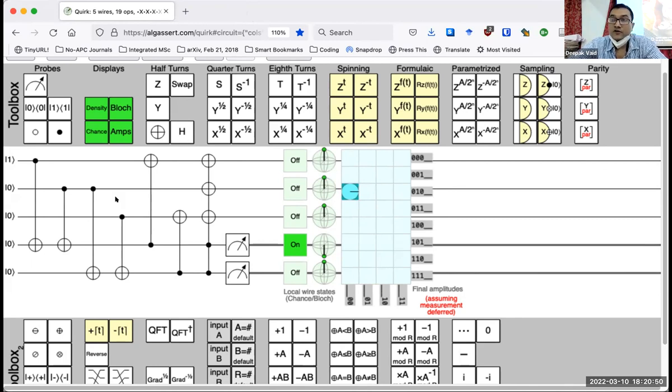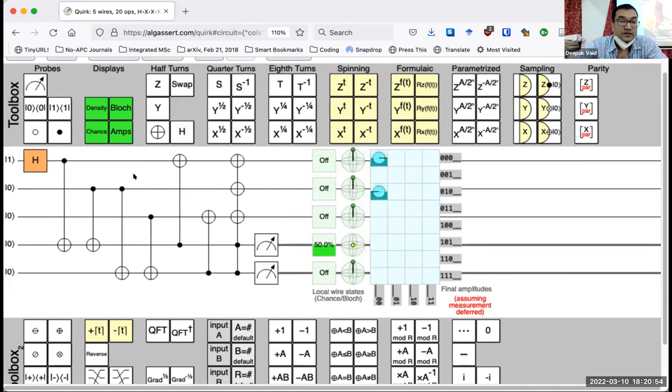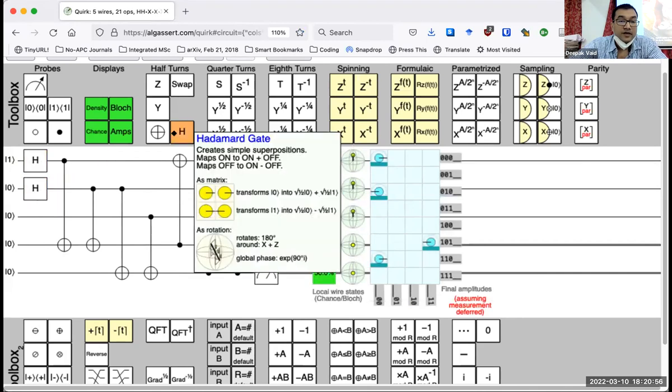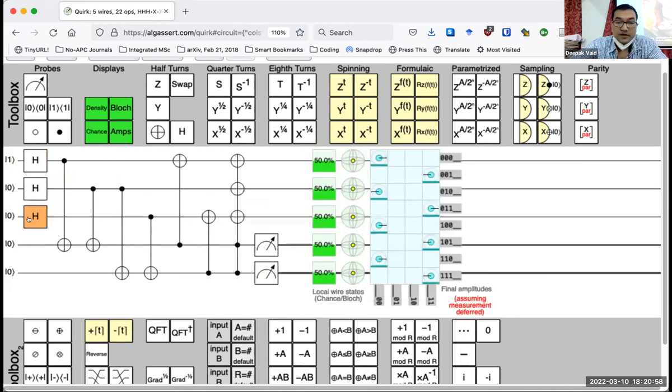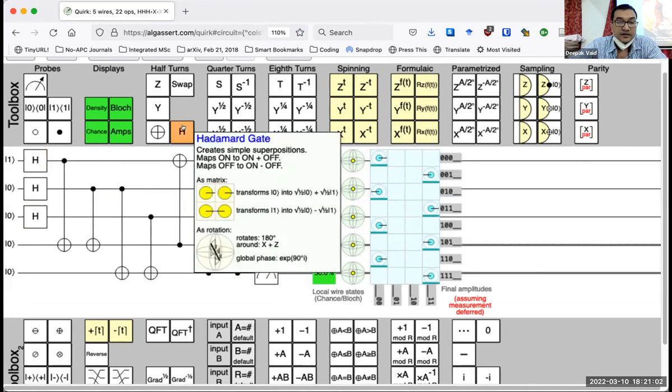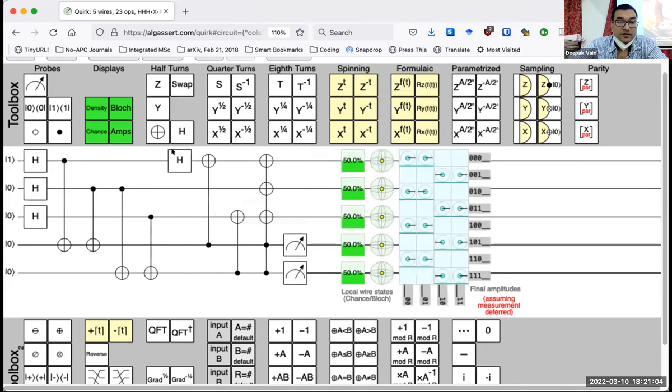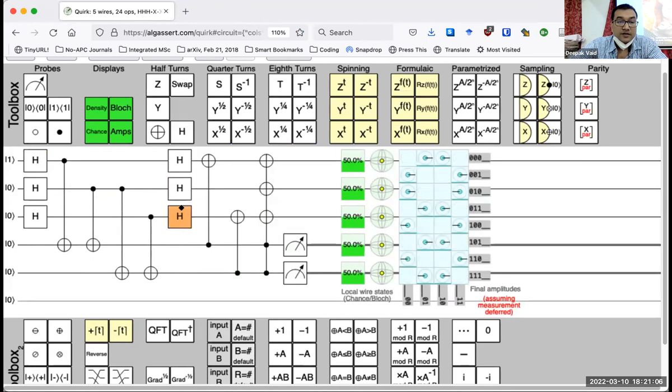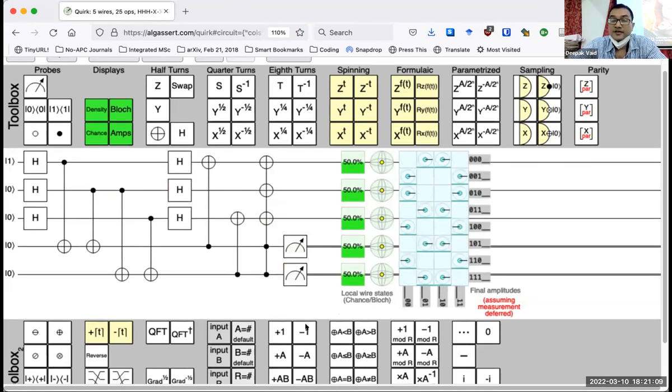So I just need to modify this circuit for phase flip. So I put three Hadamards here, right? And then I put three Hadamards here, right? And then instead of X, what do I do? I put Z.